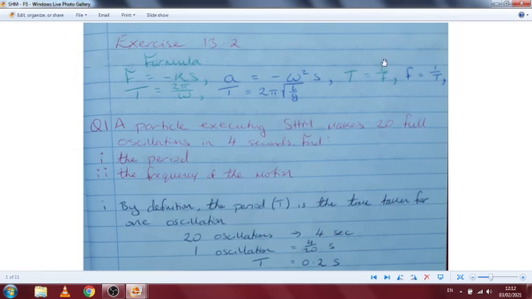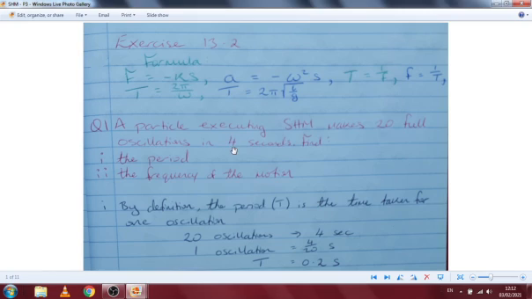T, the period, is equal to 1 over F, which is a frequency. Frequency is equal to 1 over T, which is a period. Finally, T is equal to 2 pi over omega. That's the last formula we need. This one we'll look at in the next section. It's another way to calculate the period, but it's based on pendulums and we won't use it in this section.